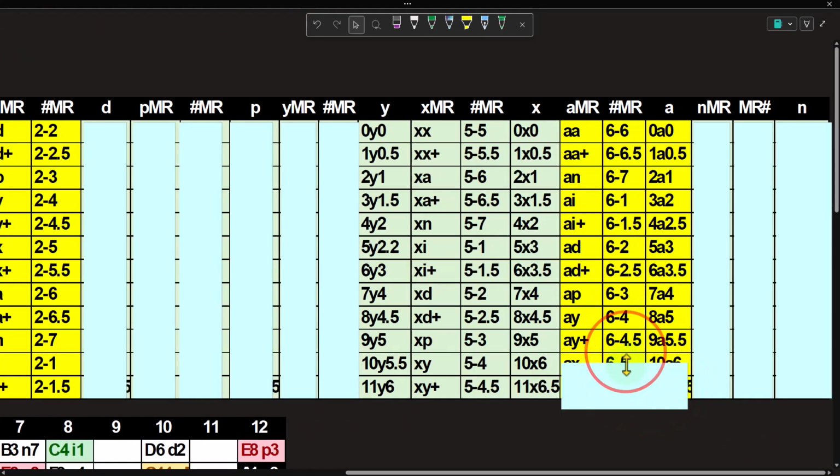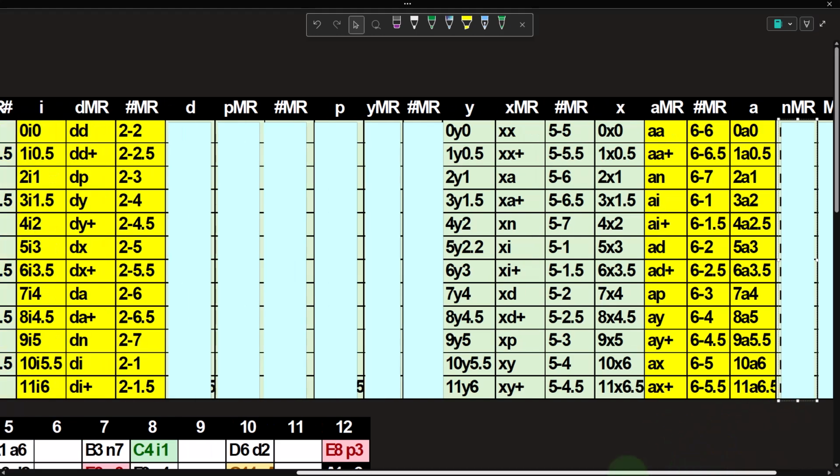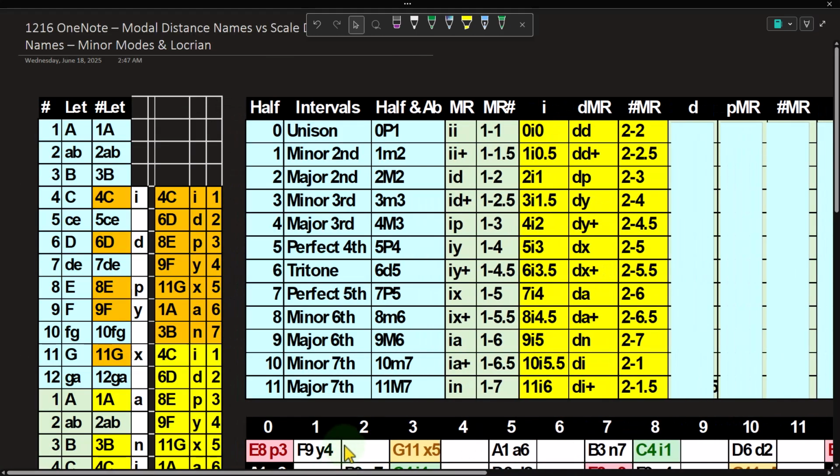Moving on, we get to the AX plus modal range, which is a 6, 5.5 modal range. And we're going around the horn, so it's 6, 7, 1, 2, 3, 4, 5, right? Not 6 minus to get to 5. That's going to be an 11 node away, 6.5 modal range, which you would think would be a 7.5 scale degree. So if I go over here, we usually call it an 11 node away major 7.